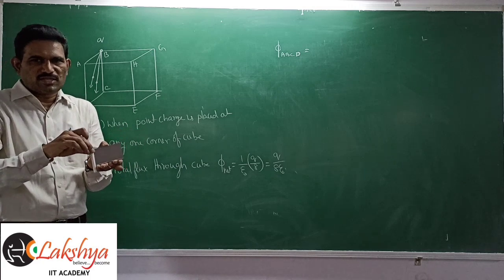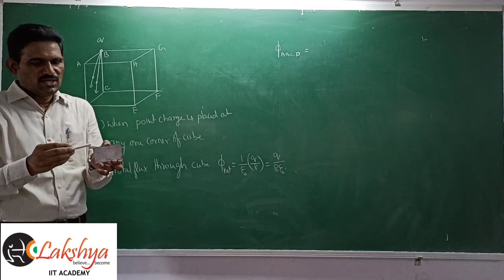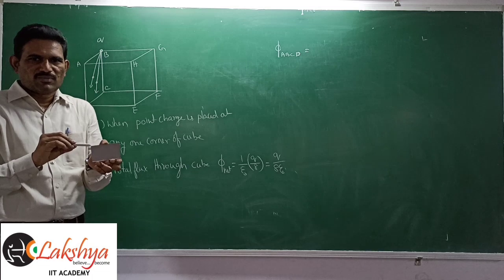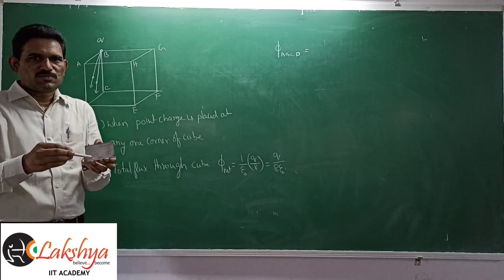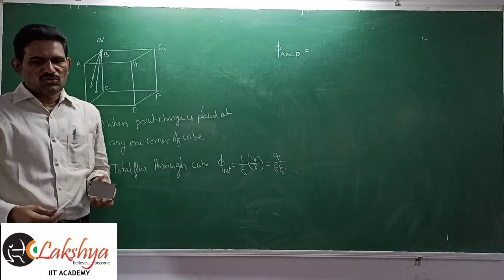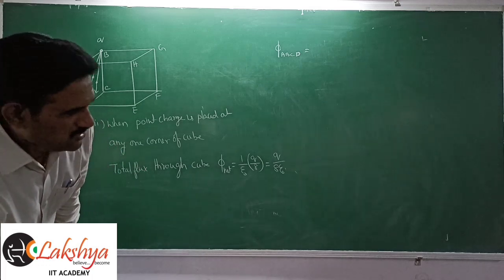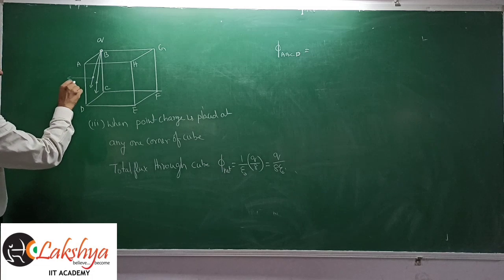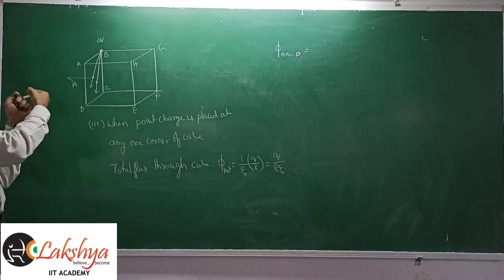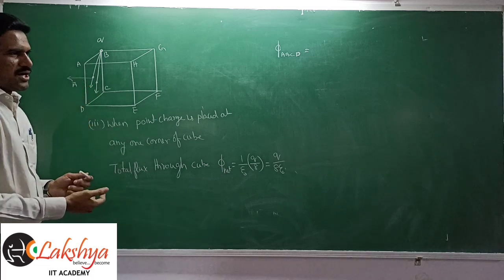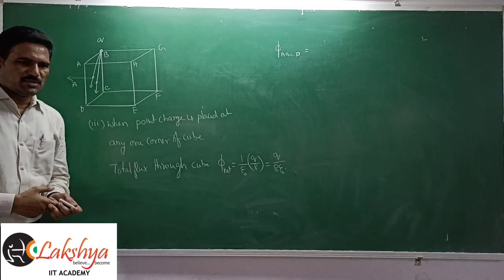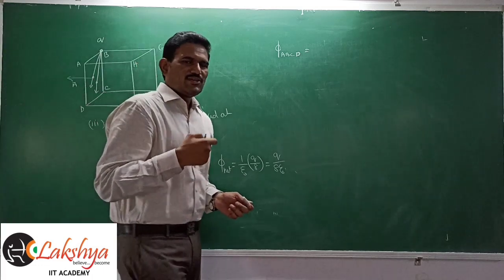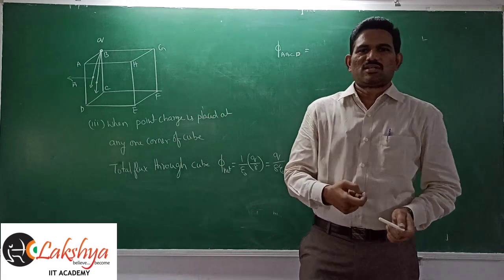So if the charge is at this corner, then the electric field at any point on this plane will be parallel to that plane only. And so if I represent the area vector, it will be perpendicular to that plane. So the flux passing through that phase will be E into A into cos 90, that will be 0. The flux passing through that plane surface will be 0.